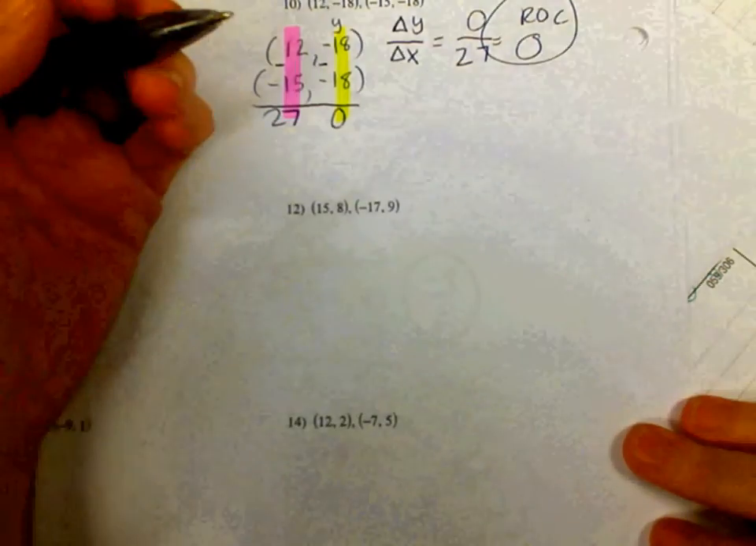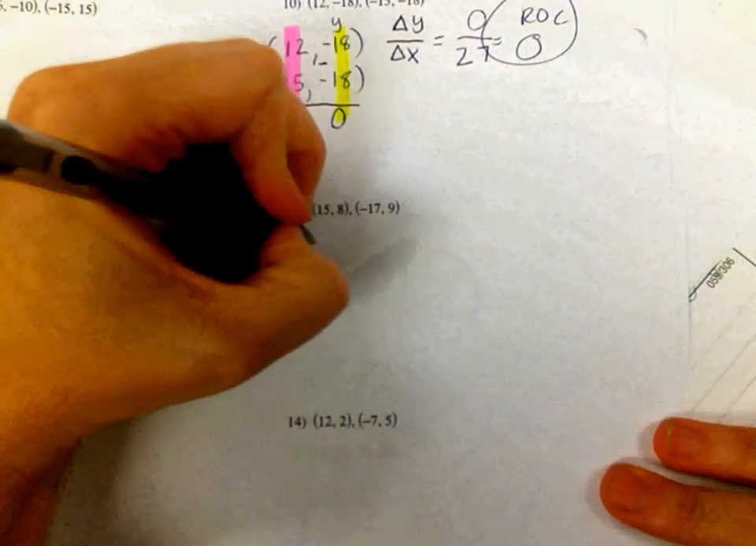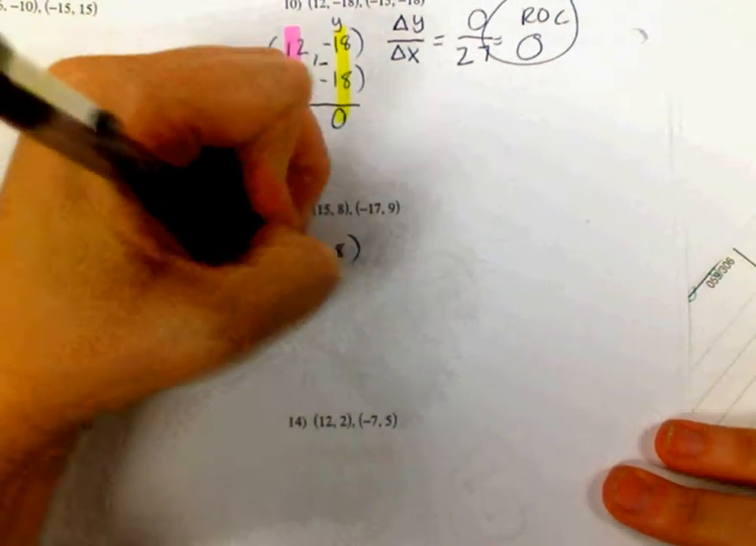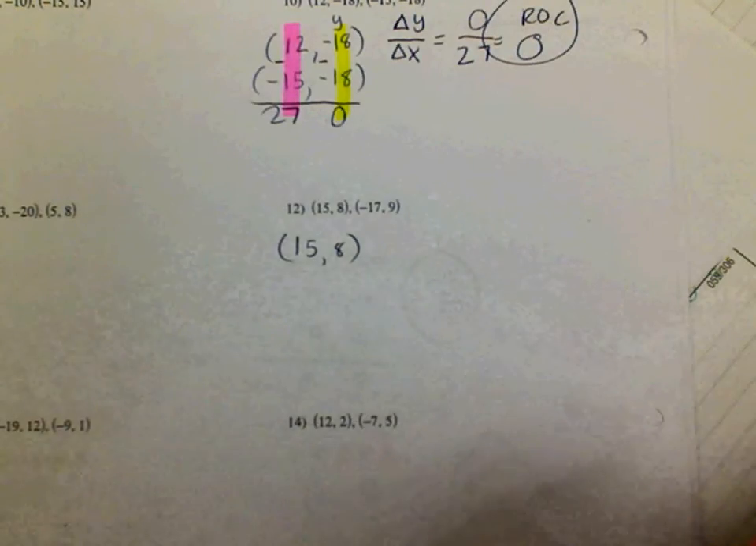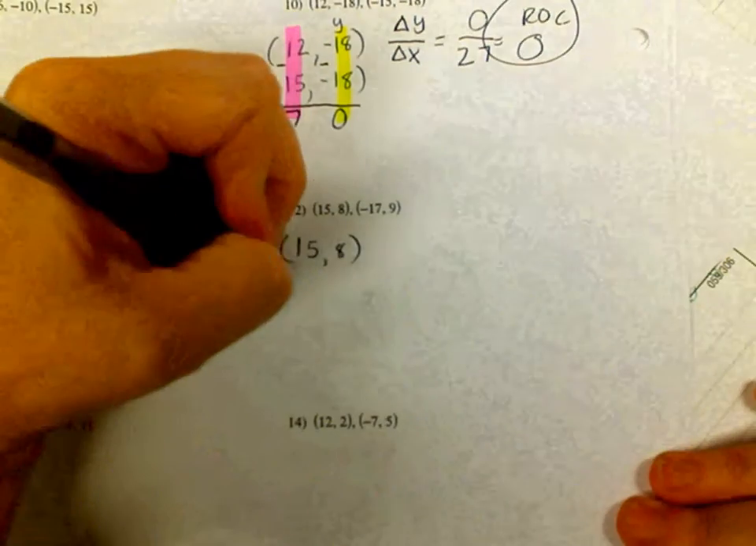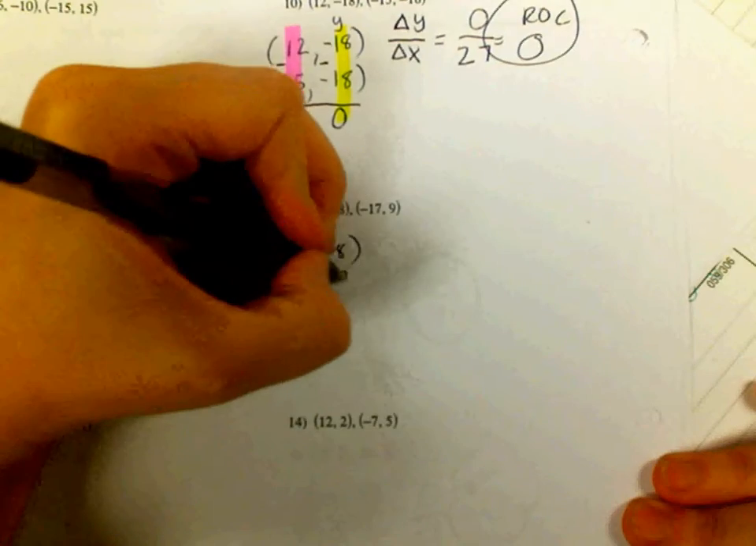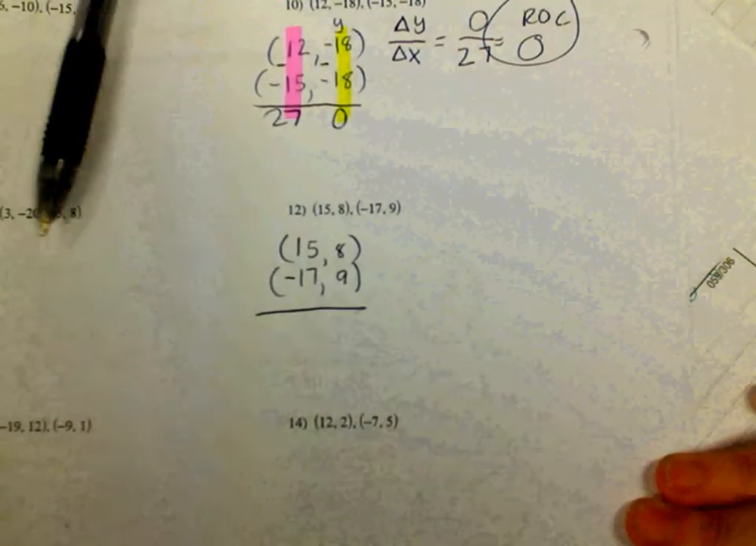Okay, number 12. Go ahead and stack 15 and 8. Doesn't matter which one goes on top, guys, either. You can put either one on top, you get the same answer either way. And then negative 17, 9. Stack them. I'm going to continue to highlight mine for the homework.